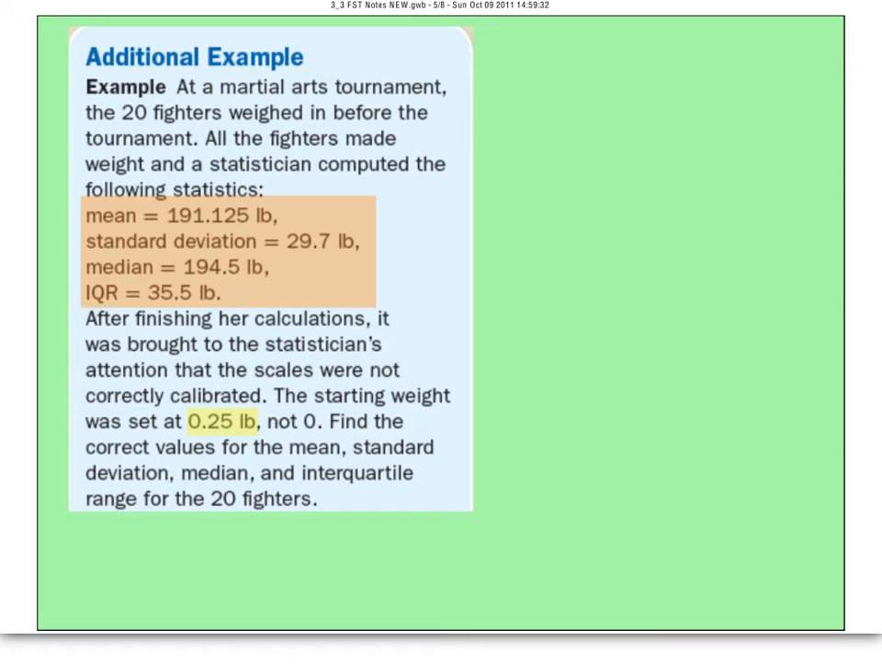So if the statistics are invariant, means they will not change when you do a translation to them. So I want to look at 3 examples, and here's the first one. At a martial arts tournament, there were 20 fighters weighed in before the tournament.